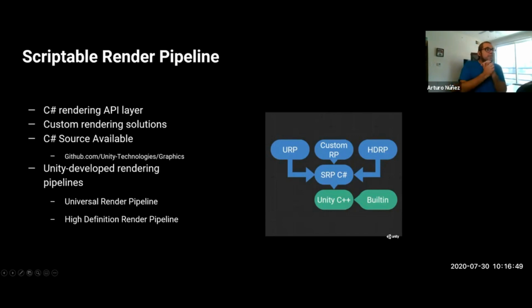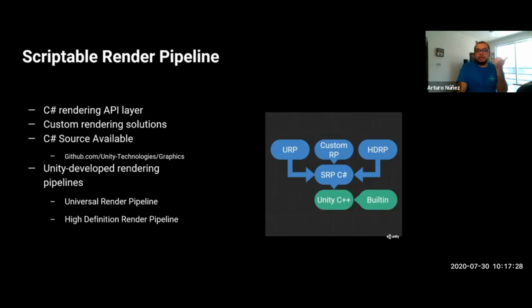So what is the scriptable render pipeline? And we haven't talked about the universal render pipeline yet. We're still talking about the scriptable render pipelines. It's a C# rendering API layer. That means all the code is in C#. You don't have to code anything in C++. Most of the functions and most of the abstraction live in the C# world, so you don't have to worry about learning anything new. It's C#. It comes with some rendering solutions, but you can also create your own rendering solutions, and we will talk about that in a second.